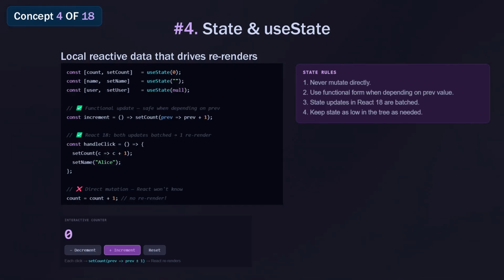Two things that trip people up. First, state updates are batched in React 18. Multiple setState calls in the same event handler are grouped into a single re-render. This is a performance optimization. Second, if your new state value depends on the previous state, use the functional update form. Pass a function to the setter that receives the previous value and returns the new one. This avoids stale closure bugs when updates get batched. State should be as close as possible to where it's used. Don't lift it higher than necessary.